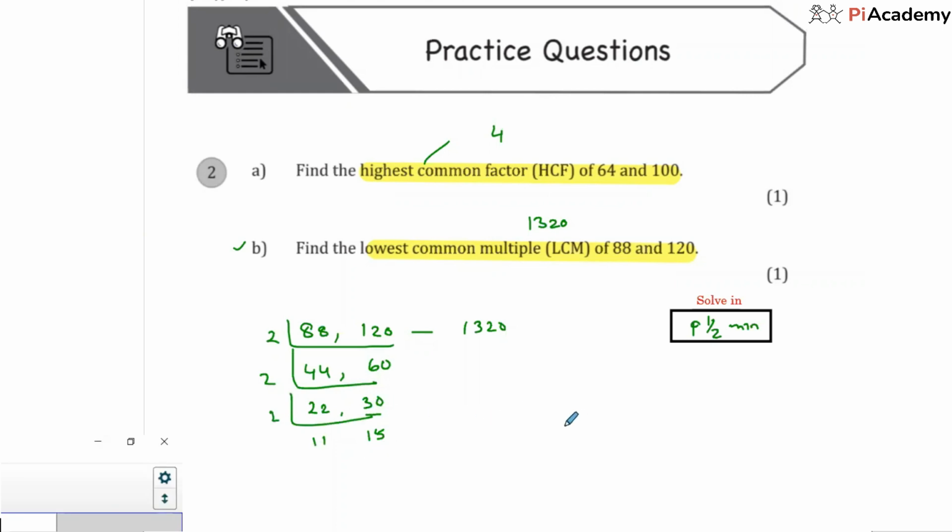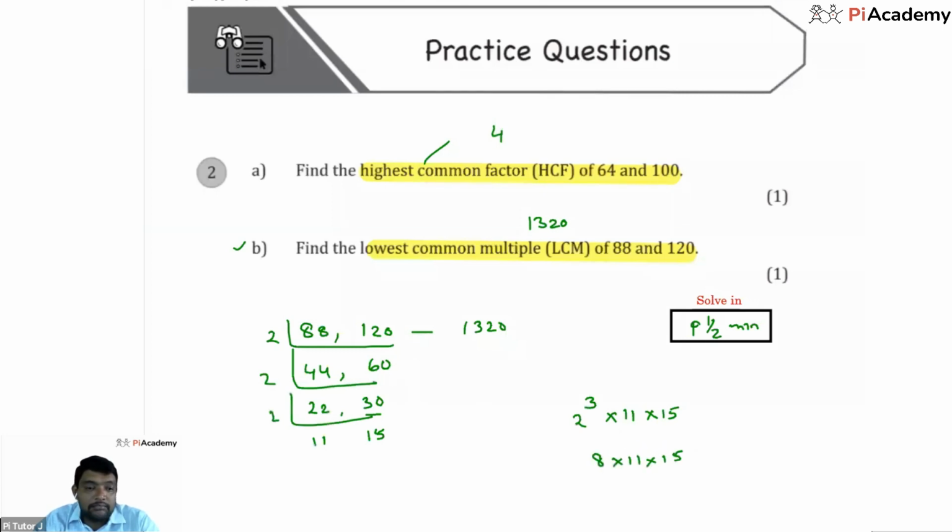So basically, you get 2 cubed times 11 times 15. So 2 cubed is 8. 8 times 11 times 15. So let's multiply this. 8 times 11 times 15 is 1320.